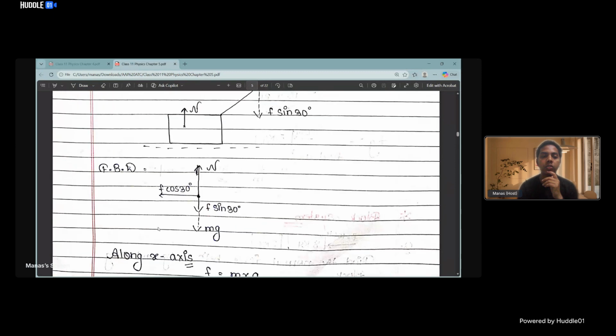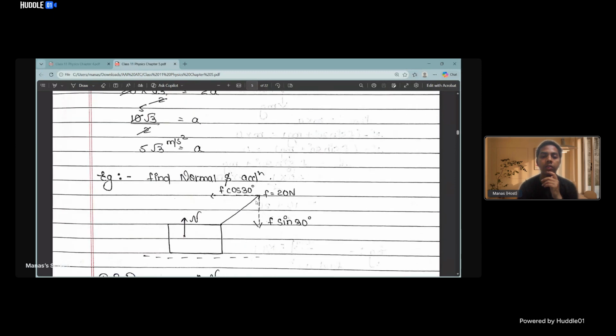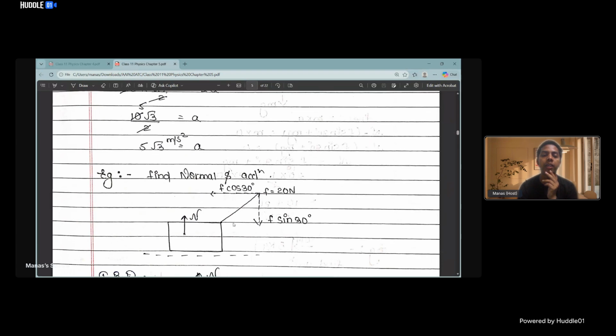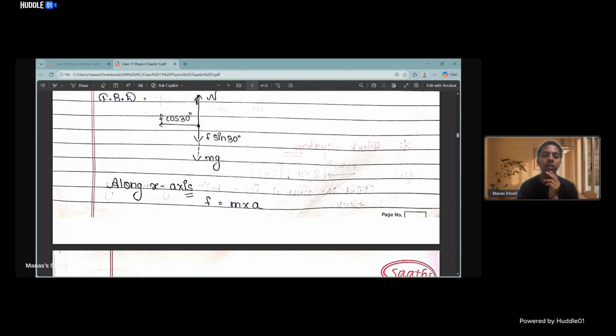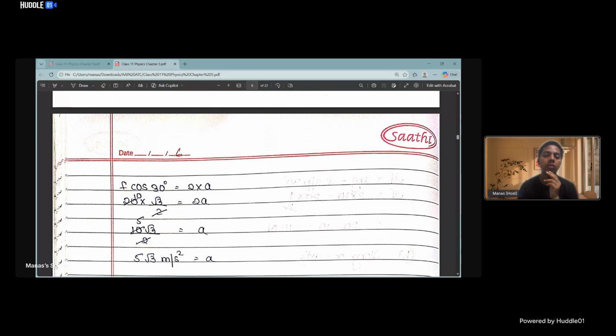Here is one more example. This is also the same, where a force is applied at an angle of 30 degrees to the body. So we draw the FBD, then we apply the same things.